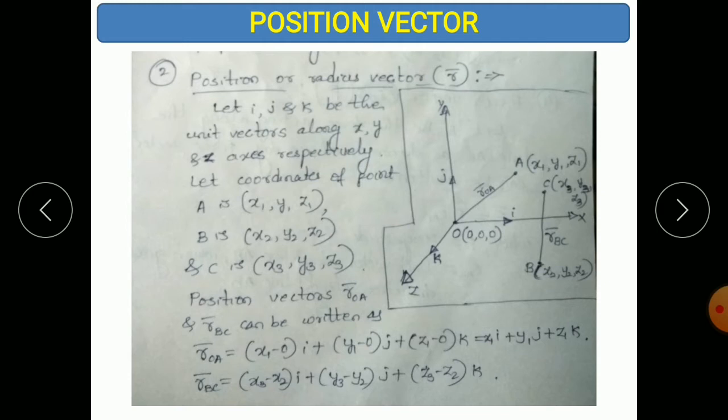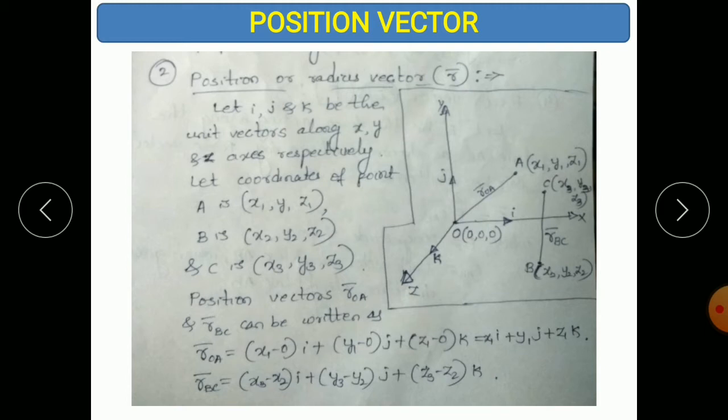Next is position vector. The position vector is also called the radius vector, and it is denoted by r bar. First let us see this figure. This is the x-axis, this is the y-axis, and this is the z-axis. These three are the three perpendicular axes. In case of three-dimensional, any point is represented by x, y, and z. In case of coplanar, we just represent by 2 points, x and y. When there is a z-axis, then z also comes.